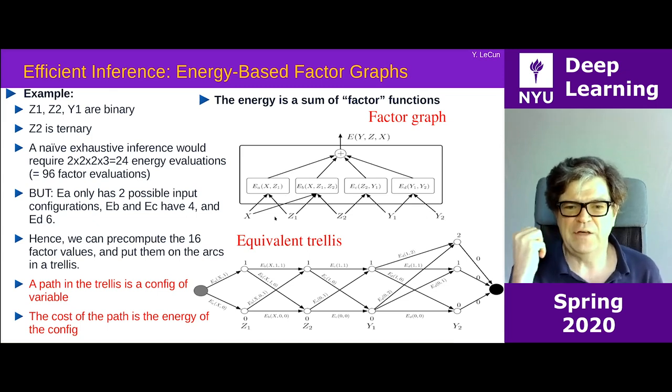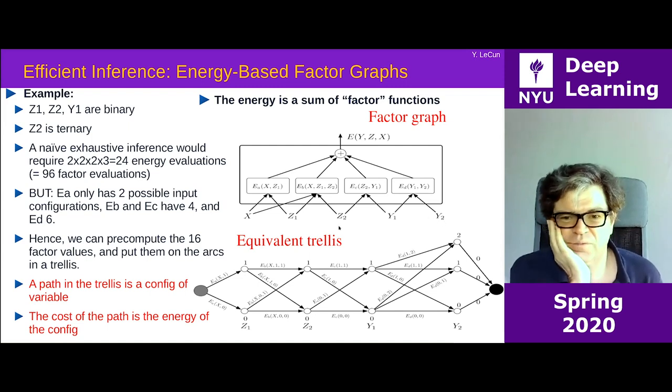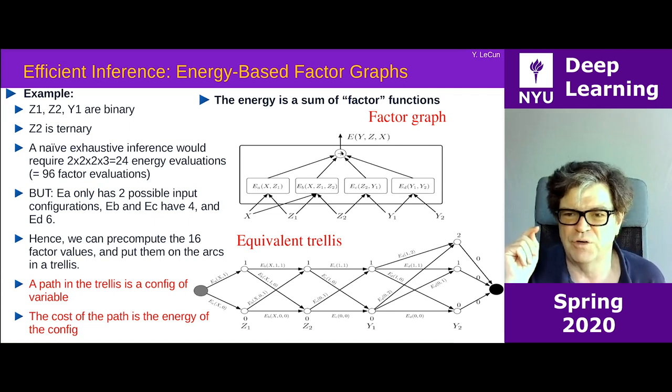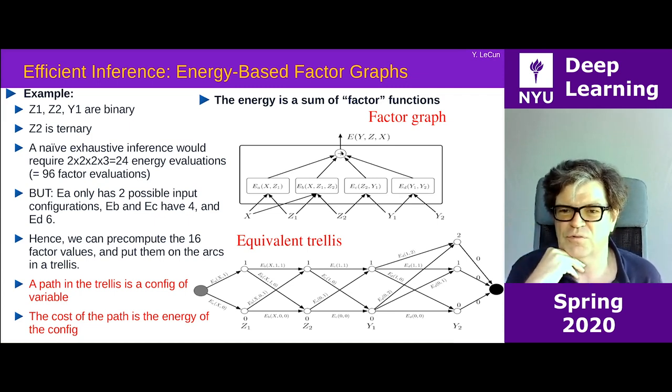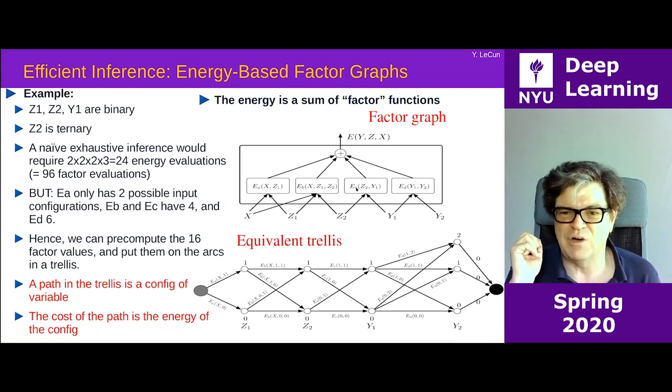Now, if you count how many possible configurations of Z1, Z2, Y1, Y2 there are, basically 24, right? 2 times 2 times 2 times 3. That's 24 different possible configurations of values. So if you wanted to do exact inference, you might have to try all 24 of those configurations, compute the energy of all 24 of them, and then pick the one with the lowest energy. In fact, those 24 configurations correspond to 24 times three evaluations of those energy terms, because we have three energy terms. So we'll have to compute 96 different energies to be able to do this.